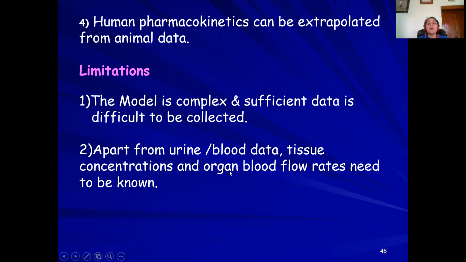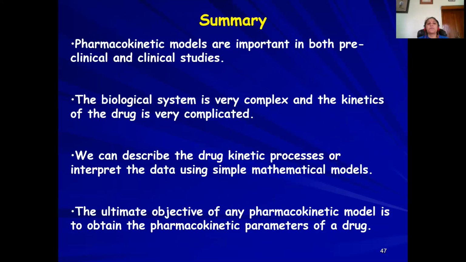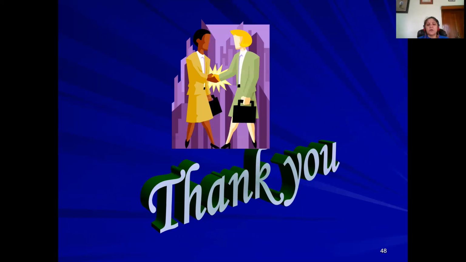The limitations are that the model is complex and sufficient data is difficult to be collected. Apart from urine and blood data, tissue concentrations and organ blood flow rates need to be known. In summary, we can say that pharmacokinetic models are important in both preclinical and clinical studies. The biological system is very complex and the kinetics of the drug is very complicated. We can describe the drug kinetic processes or interpret the data using simple mathematical models.